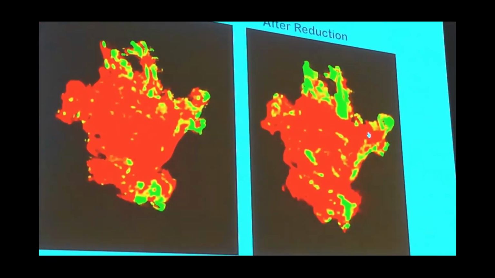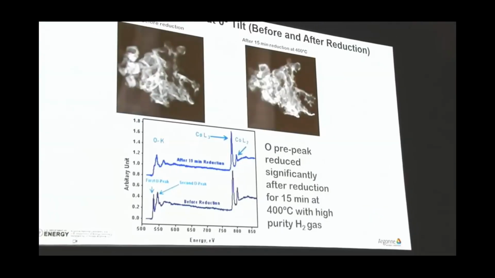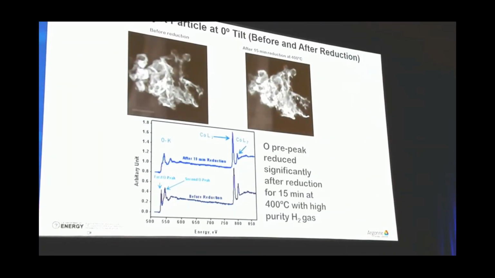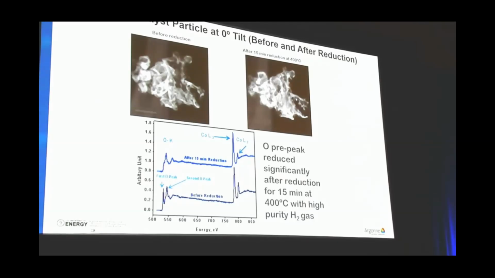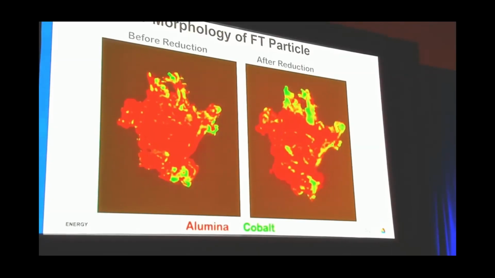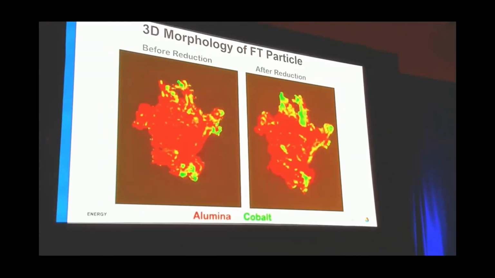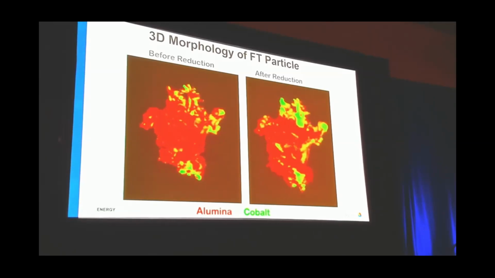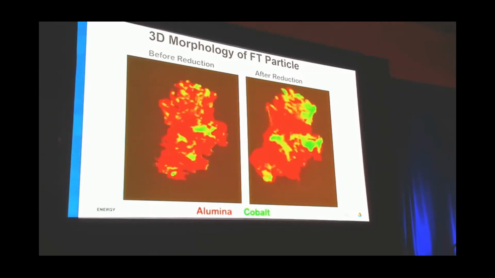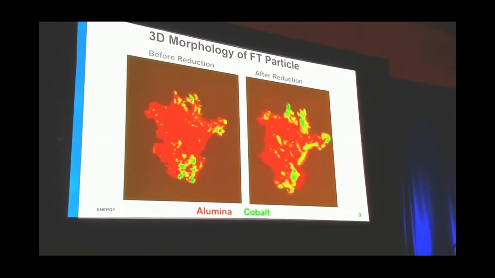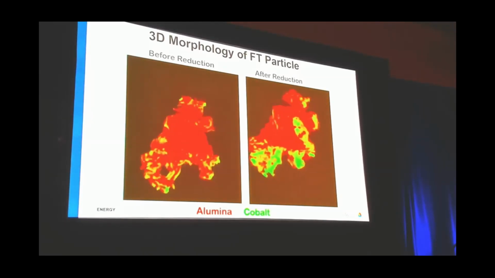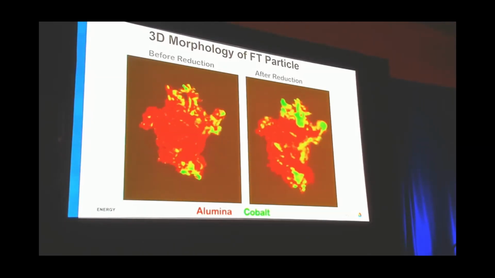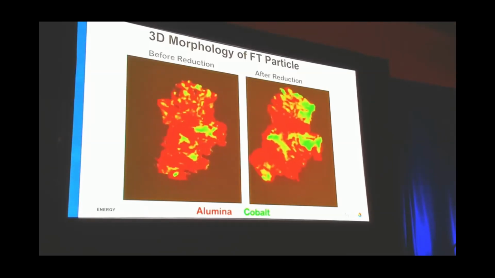So let me go back, and you've seen these two images, and it's very difficult to say what's going on with the distribution of cobalt oxide, where the cobalt is after reduction. But when we go to 3 dimensions, you can see the alumina is represented in red and the cobalt is represented in green. On the left, you're looking at before reduction, and on the right, after reduction. It might be a little bit difficult to see because of the alumina.